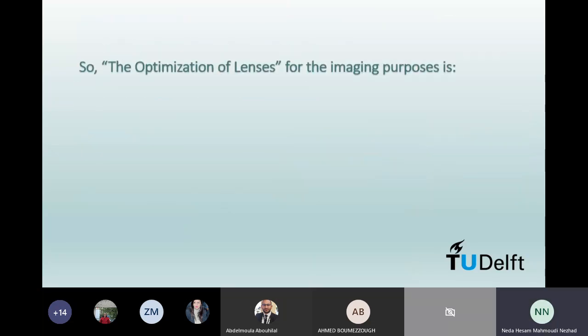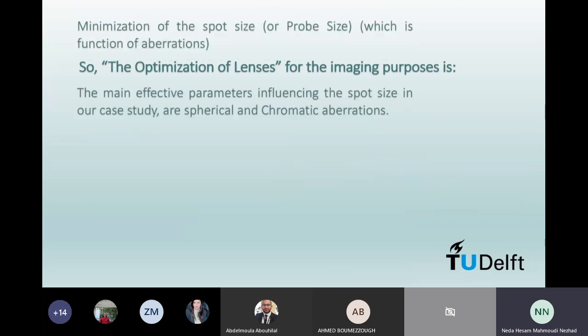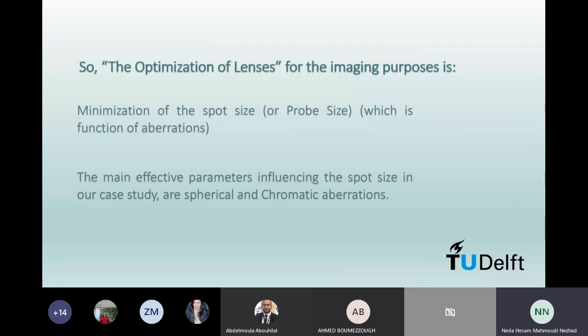So now we can define the optimization of lenses and find out what this means. The optimization of the lenses means minimization of the spot size, or sometimes we call it probe size. And in our work, only the spherical and chromatic aberrations are involved.